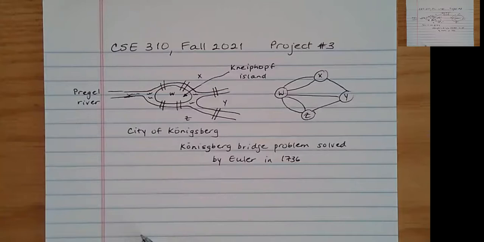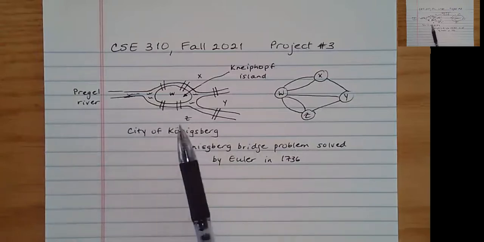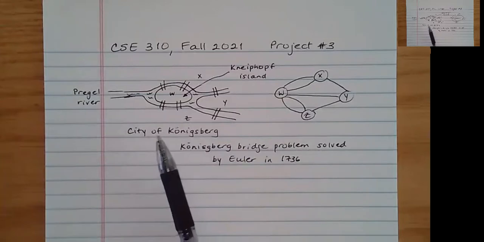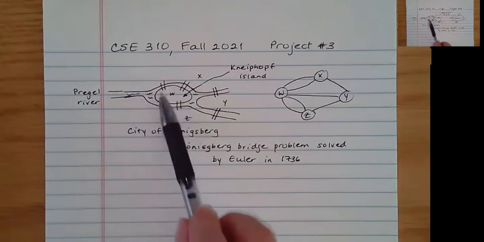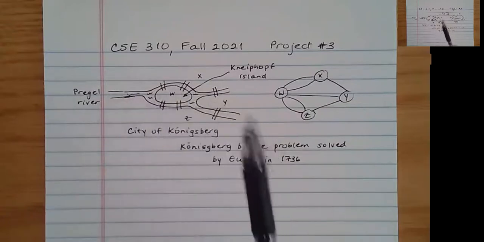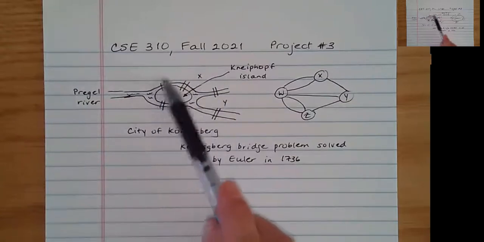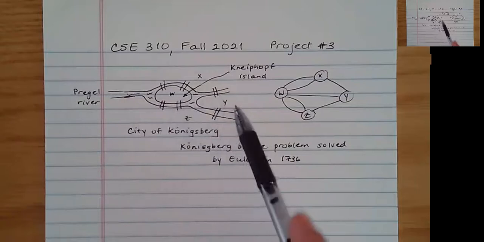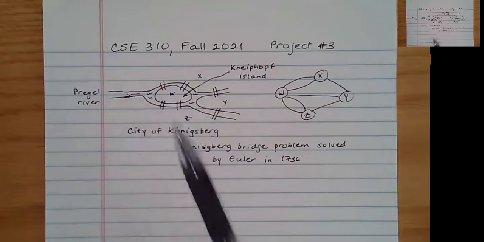Now, originally this problem was what is called the Königsberg Bridge problem. The city of Königsberg, which was in Prussia at the time, had a river that went around an island. So this is an island in the city. And the city had a part labeled X to the north of the island, a part to the east, and a part to the south.